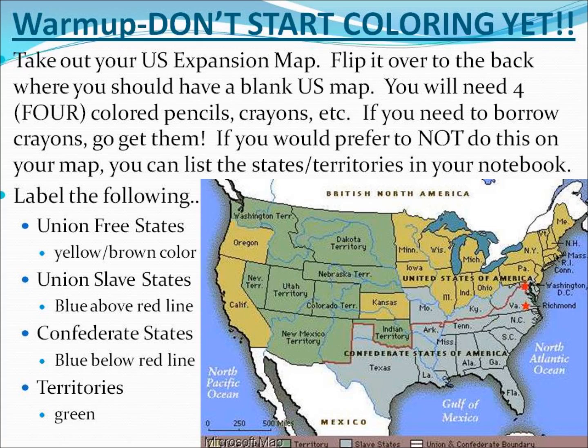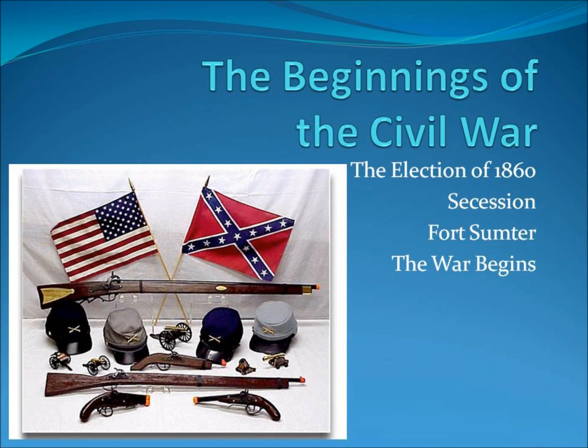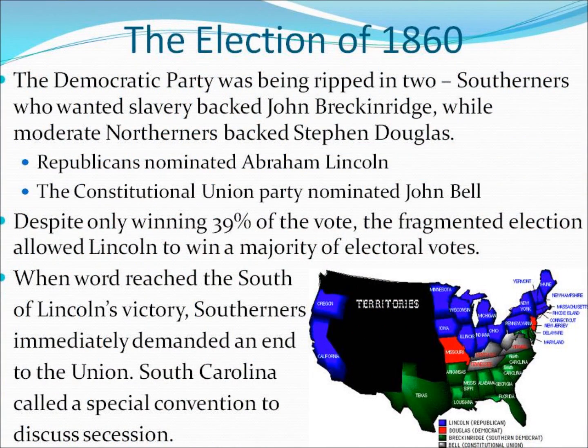All right, again, the topic today is the beginnings of the Civil War, and the first thing is the election of 1860. All right, so in the election of 1860, we've got a couple things going on. First of all, the Democratic Party is being split in 2. And a lot of that is because of the results of the Lecompton Constitution, where you've got Southern Democrats who are arguing for a pro-slavery government in Kansas, but you've got Northern Democrats led by Stephen Douglas who are trying to stick with popular sovereignty.